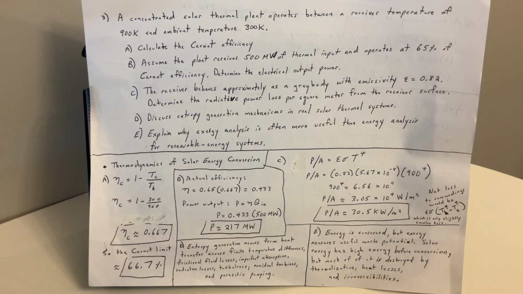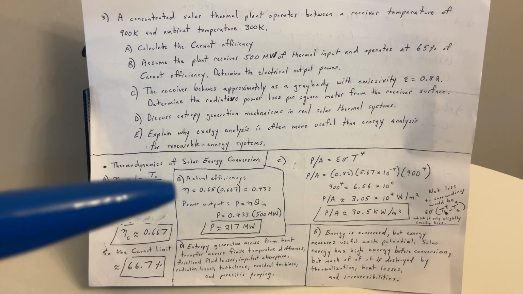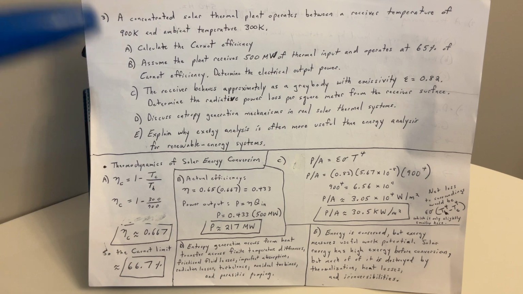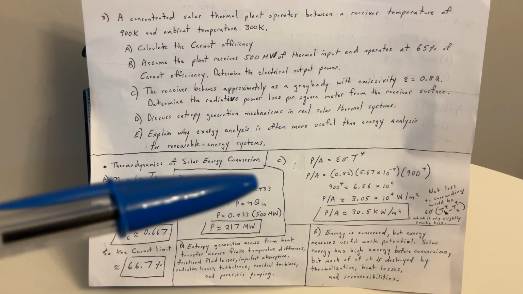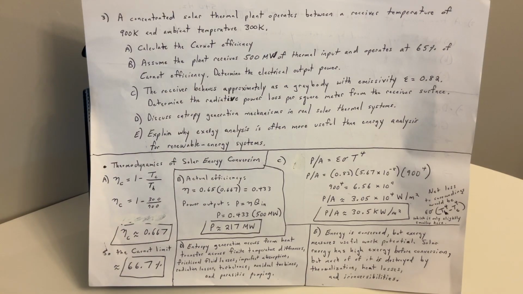Okay, so for the actual efficiency, we take eta equals 0.65 times 0.667, that percent of the Carnot limit in decimal form, and that's going to equal 0.433. And for the power output, we take that 0.433 and multiply it by that 500. So we get a power output of about 217 MW.